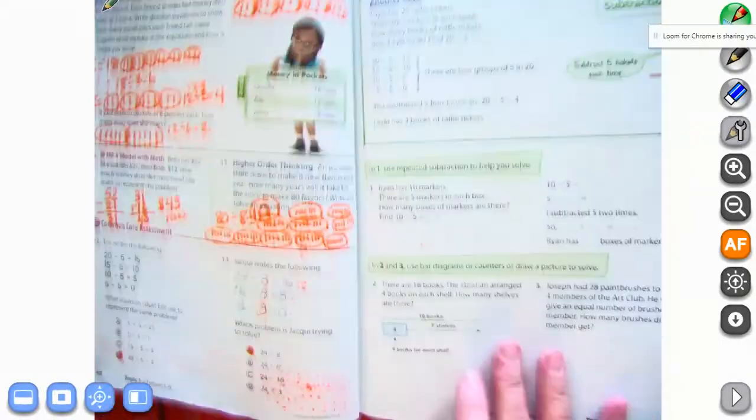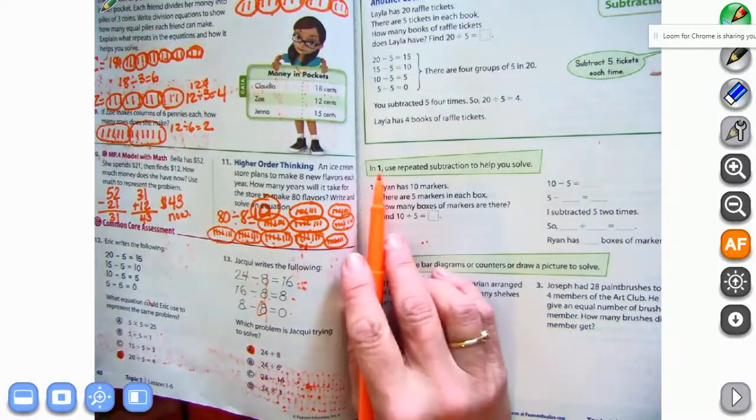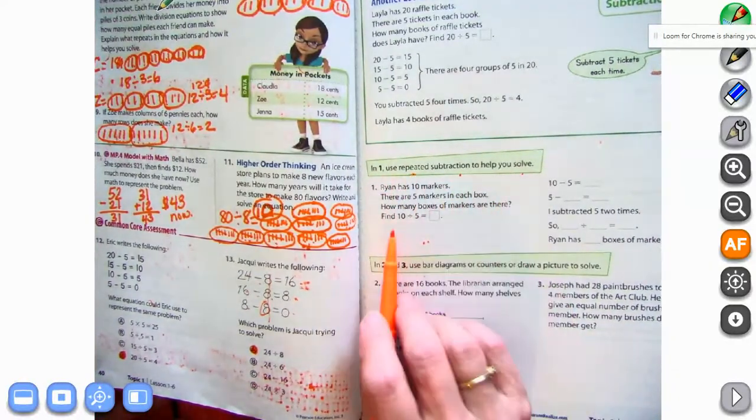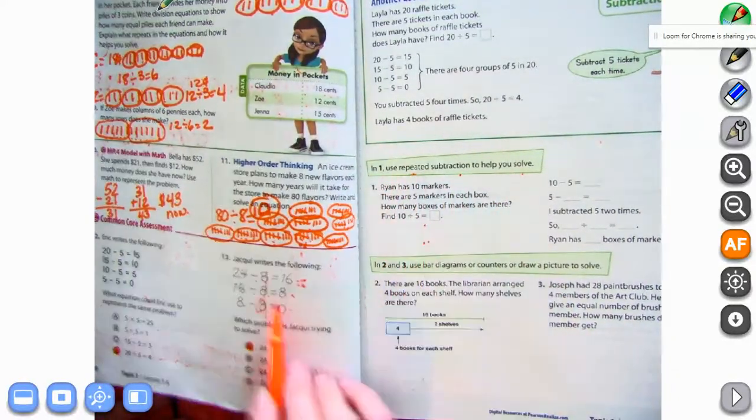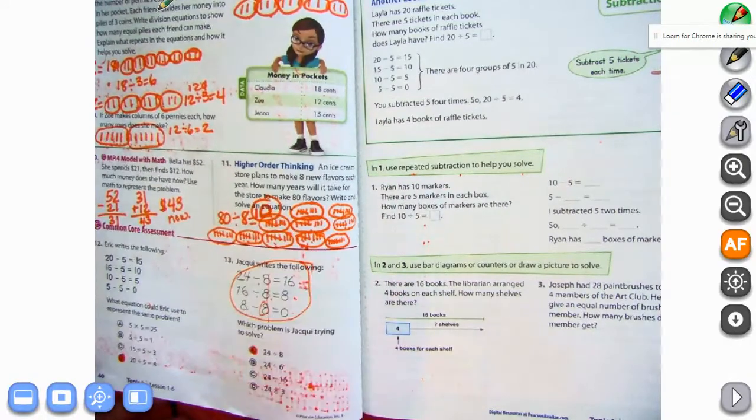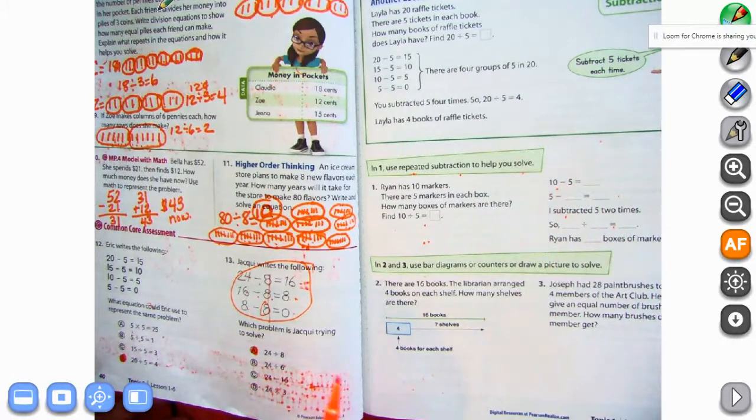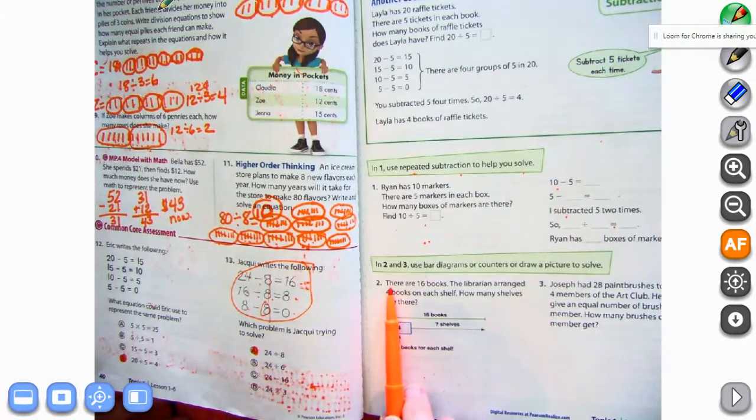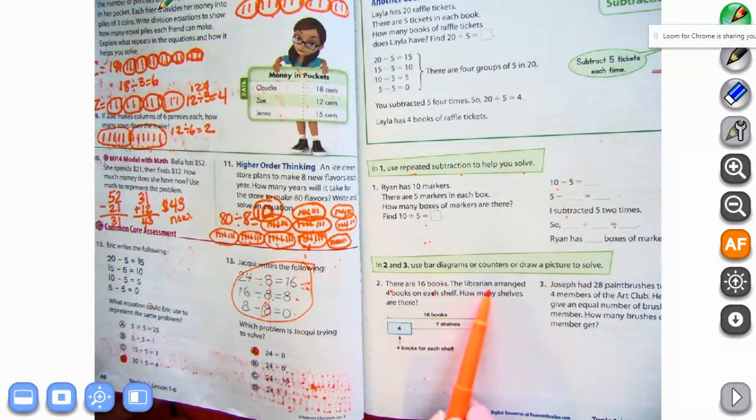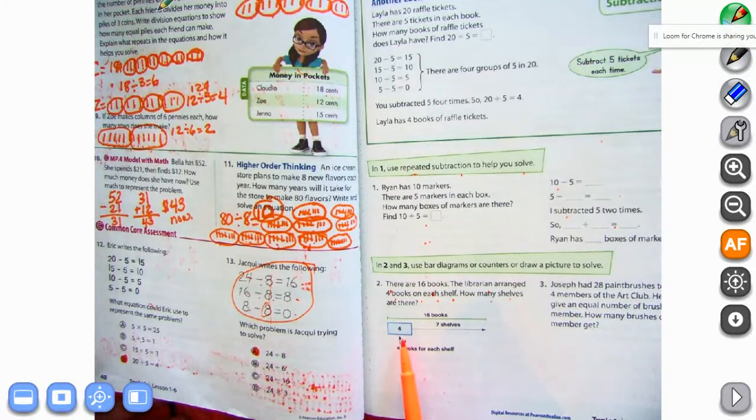So looking at our homework, number 1 says use repeated subtraction to help you solve. So you're going to repeatedly subtract. This right here is repeated subtraction. Repeated subtraction again right here. Number 2, there are 16 books. The librarian arranged 4 books on each shelf. How many shelves are there? So there's 16 total, in groups of 4. How many times will a group of 4 make until we get to 16?